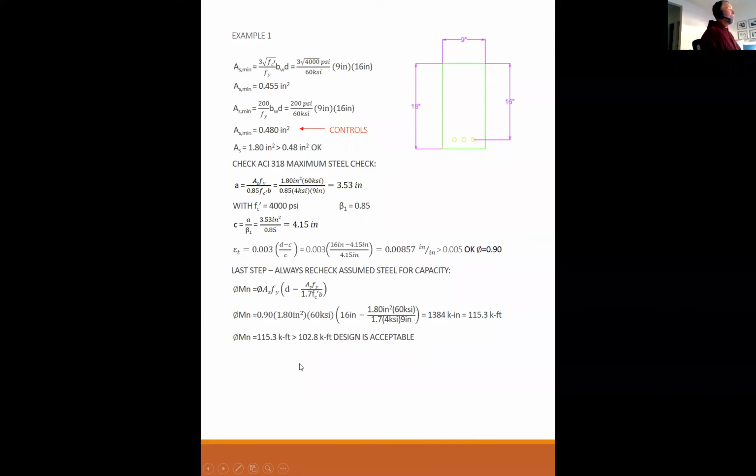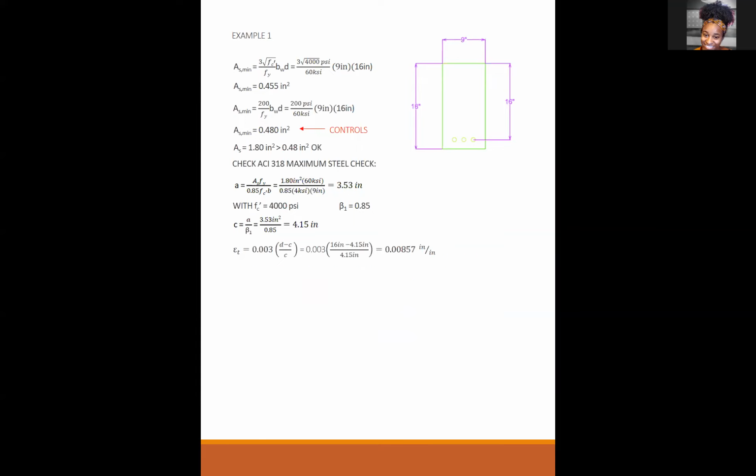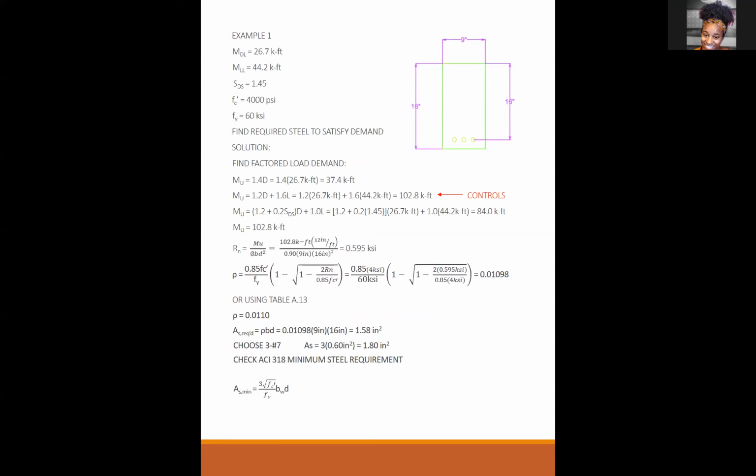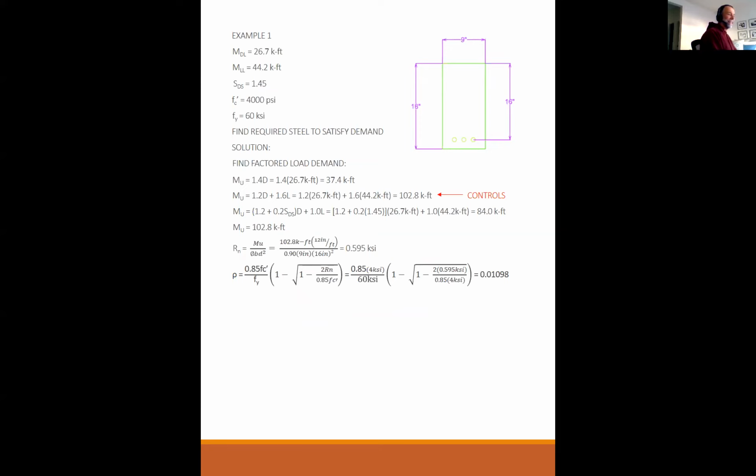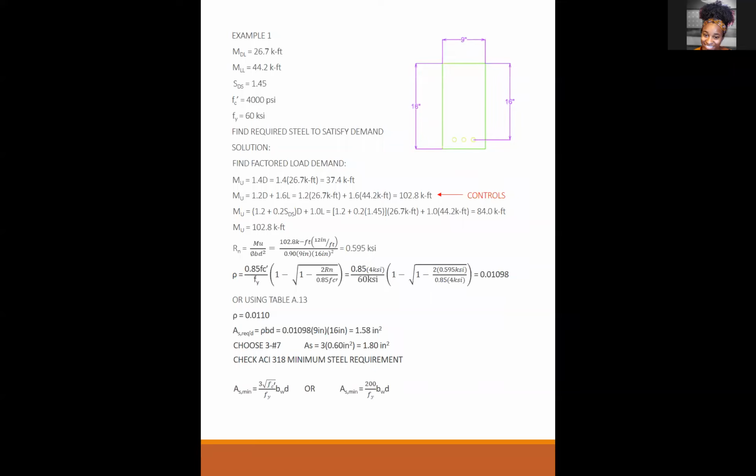Okay, any questions on example number 1? Professor, can you go back to the previous slide real quick? This slide. It was where you said As min, the check. Yes, right there. Which one of these do you pick?